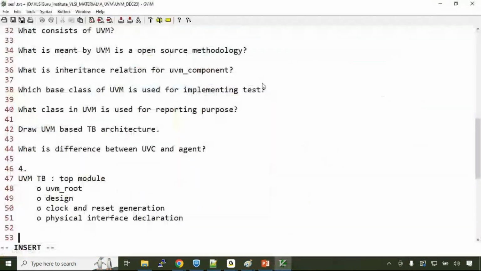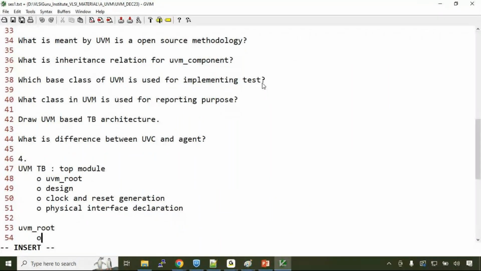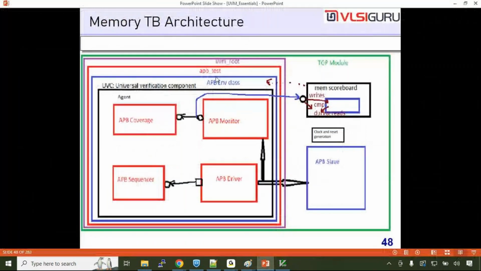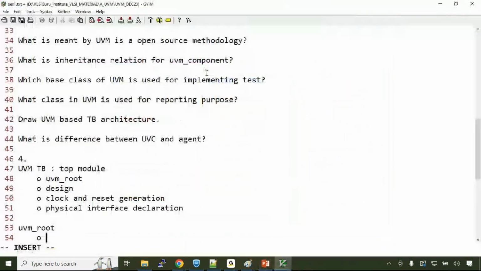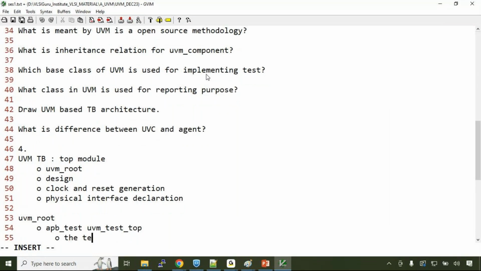Below the UVM root, the root is like, why the term root comes is, for a tree, root is the starting point of the tree, right? So same way in UVM also, the entire test bench starts from the root. The entire test bench will be sitting below the root. Below root, test will be there. The test case the user is running.